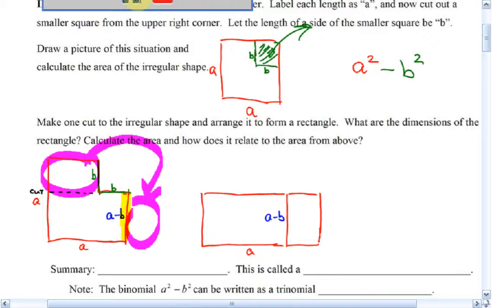Patrick, that's not right. What's this? So it's this way. What's this?